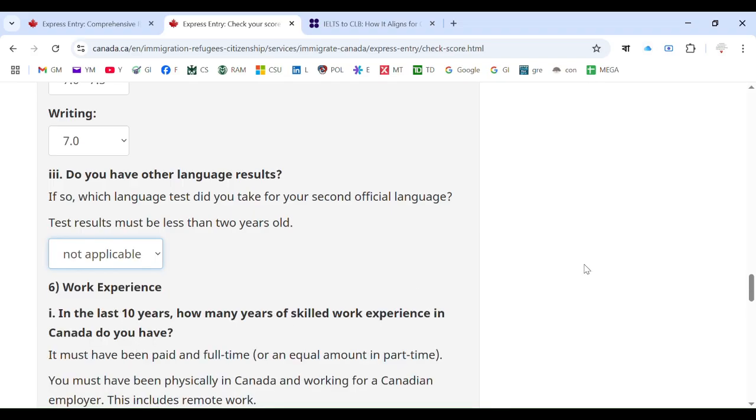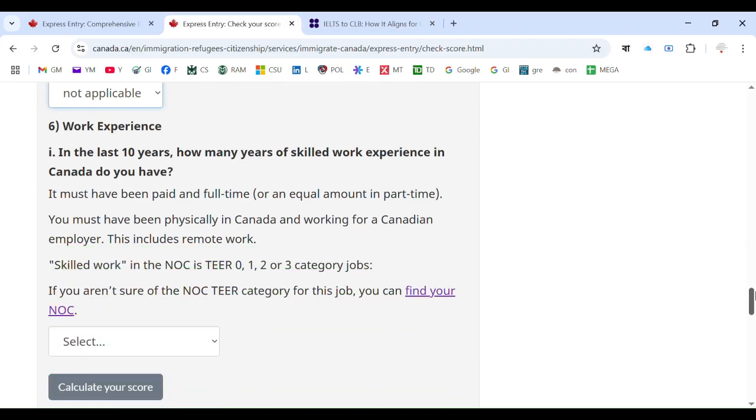Work experience. In the last 10 years, how many years of skilled work experience in Canada do you have? If you have worked in Canada and your work is skilled work, NOC tier 0, 1, 2 or 3, you have to have experience in any of those 4 categories.